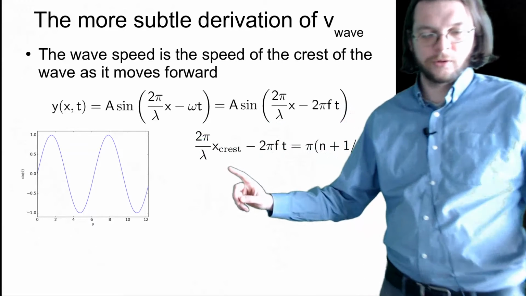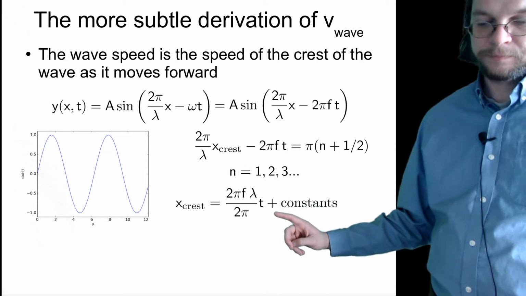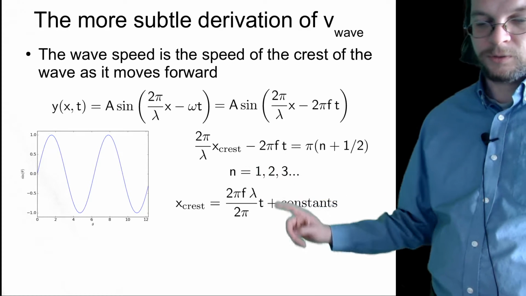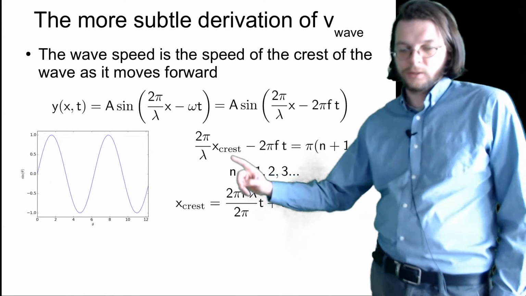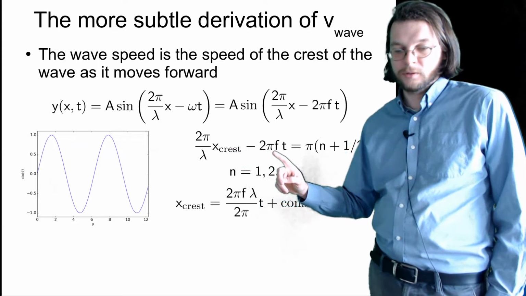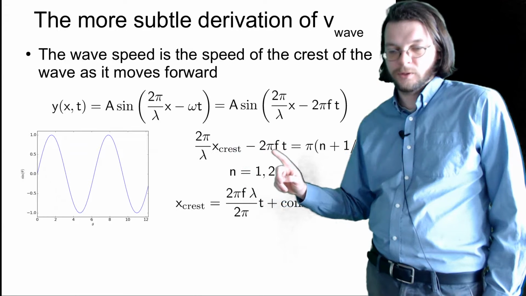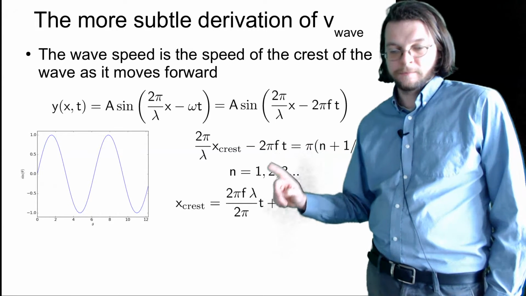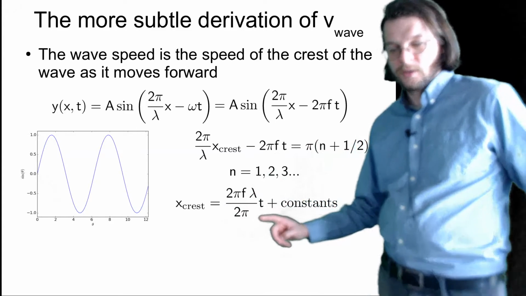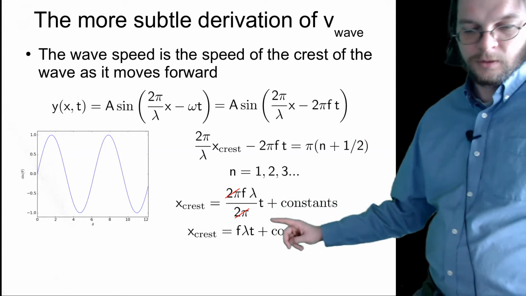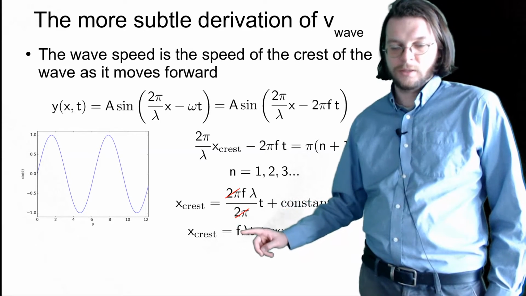So again, I'm going to solve for the crest here. I should change that to 0, 1, 2, 3. I'm going to multiply both sides by lambda, divide by 2 pi, and add this thing to both sides, because I want it to be over on this side. Multiply by lambda, divide by 2 pi, I get the position of the crest. I get some cancellations here. At the end of the day, the position of the crest is equal to the frequency times lambda times the time.